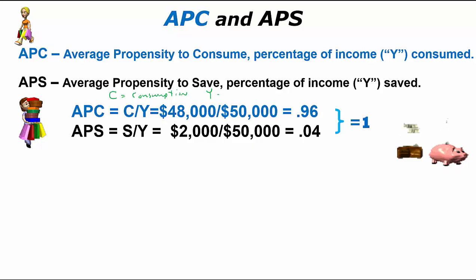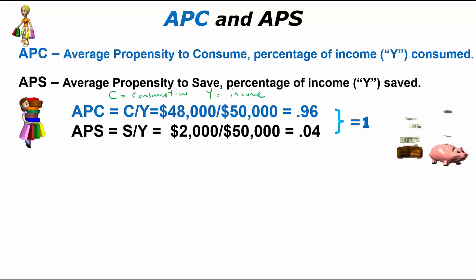And the letter Y stands for income. So mathematically, APC is basically consumption divided by income. For example, if I make $50,000 a year and I spend $48,000, I have an APC of 0.96. All right, so that's how we calculate it.